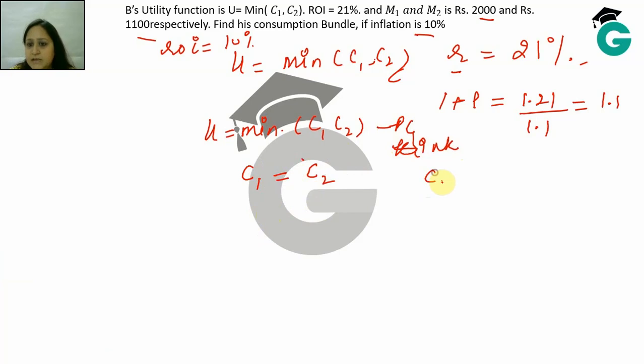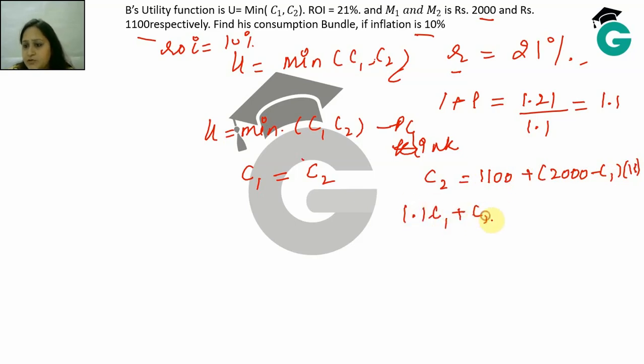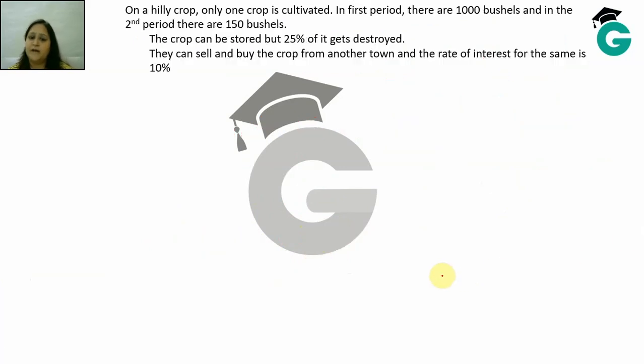Budget line will be C2 is equal to M2 plus M1 minus C1 into 1.1, which is my 1 plus rho, right? So 1.1 C1 plus C2 is equal to 2200 plus 1100, which is 3300. So now I have, मैं C2 की जगह C1 लिख सकती हूँ. So I have C1 equal to C2 is equal to 3300 upon 2.1. And you can just calculate to find the answer.